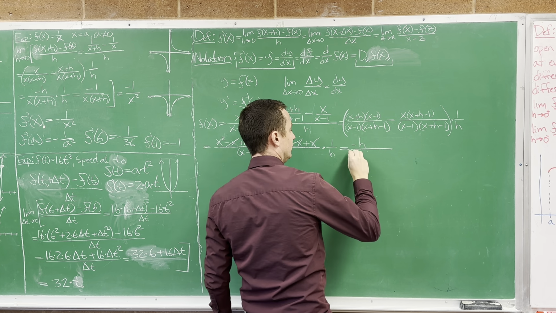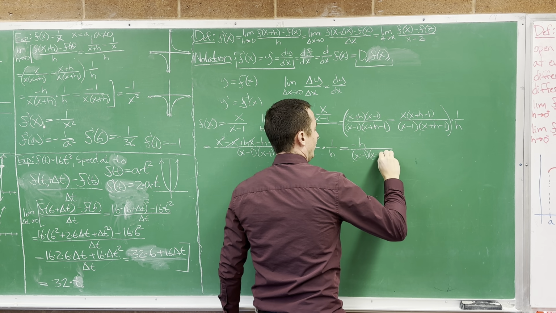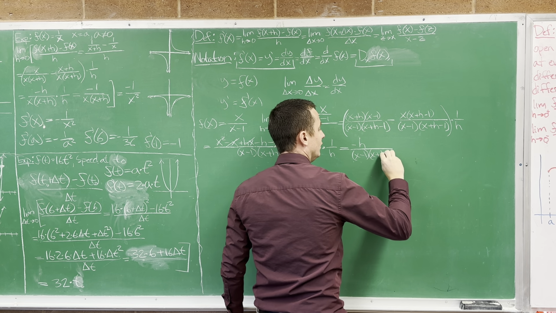All over x minus 1 times x plus h minus 1, all times 1 over h. Right? And now we can cancel out h top and bottom. And with that, we'll be ready to take our limit. So this is equal to negative 1 all over x minus 1 times x plus h minus 1.